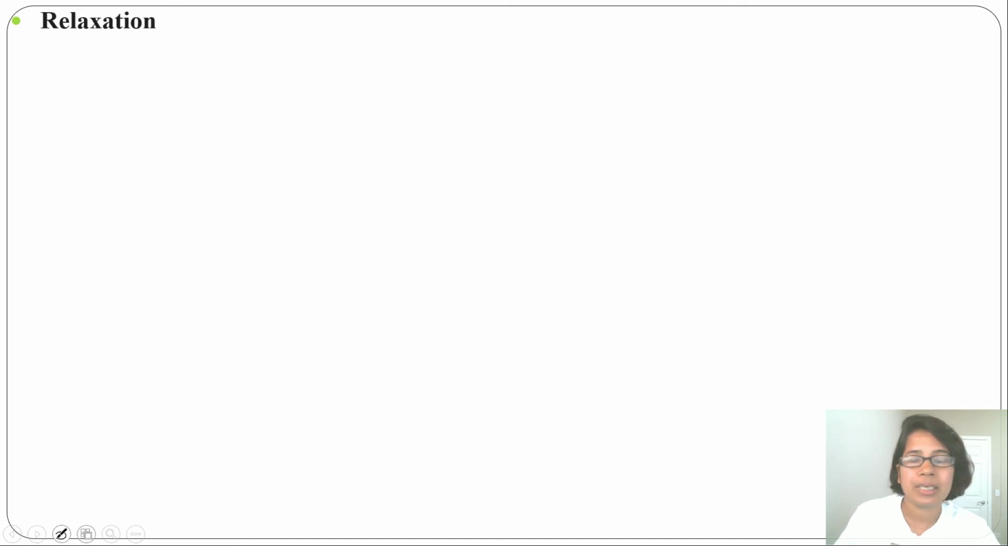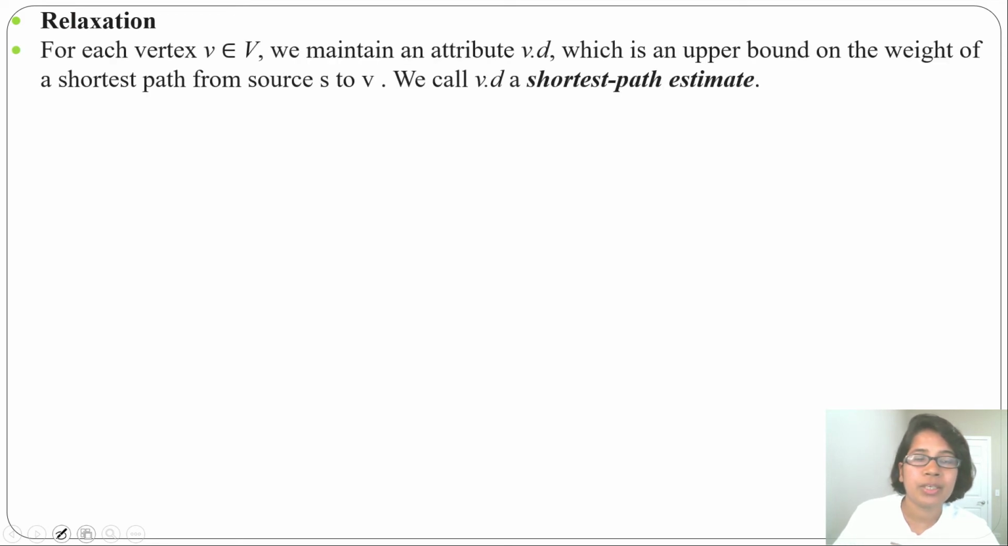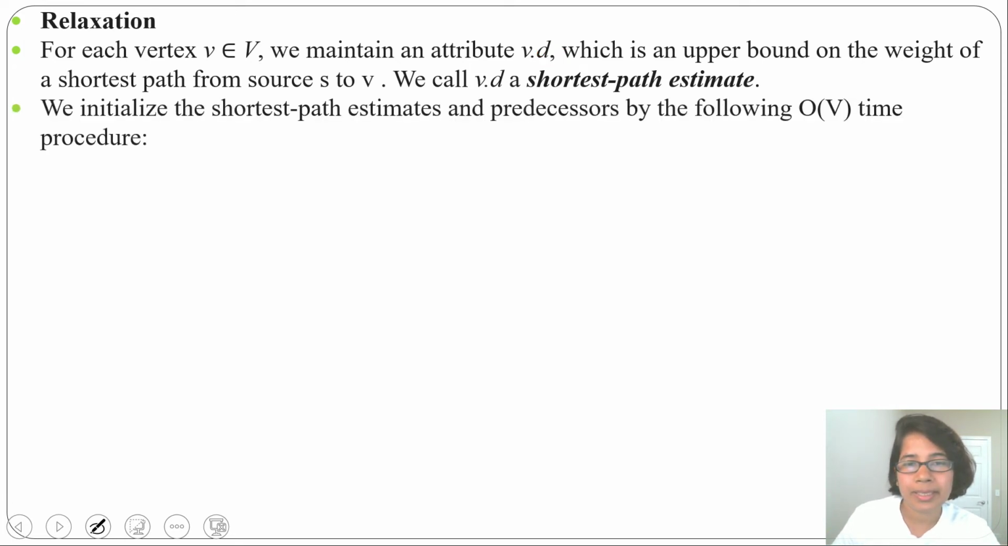Next I will discuss relaxation. Relaxation is important for understanding both Dijkstra and Bellman-Ford algorithm. So for each vertex v belonging to V, we maintain an attribute v dot d. D means distance, or we can say shortest path estimate, meaning till that vertex v, what is the cost? We initialize the shortest path estimate and predecessor by the following order of V time procedure.